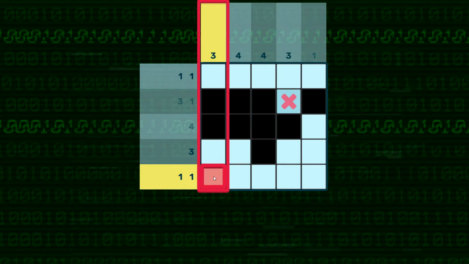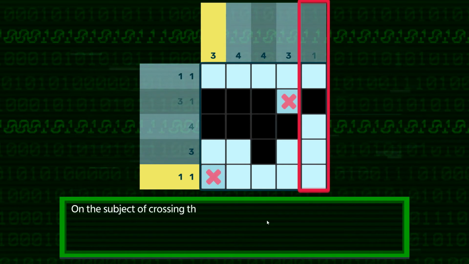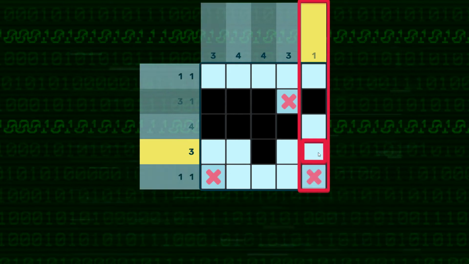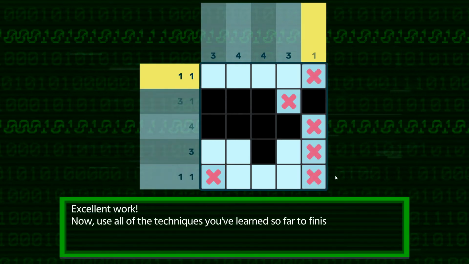Which one is he talking about? This one. Yeah, because this is connected. Yeah, makes sense. On the subject of crossing things out, notice how the last column has been completed already by following other clues. Cross out all the other squares in this column so you know to keep them blank. Yes. There we go. Excellent work.